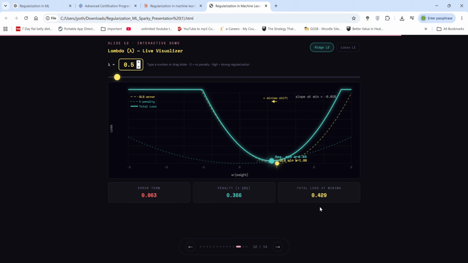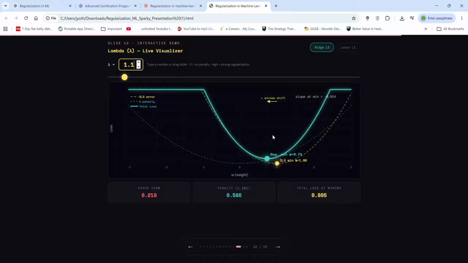As the lambda increases, what happens? The minima is shifting towards the left. Shifting towards the left means it's shrinking. The minima is shrinking. We can see another example. I've now brought lambda to 1.1, and as you can see the slope is slowly moving more and more towards the left. That means it is shrinking and the error is also increasing.